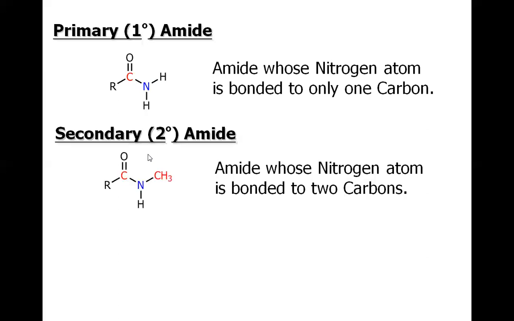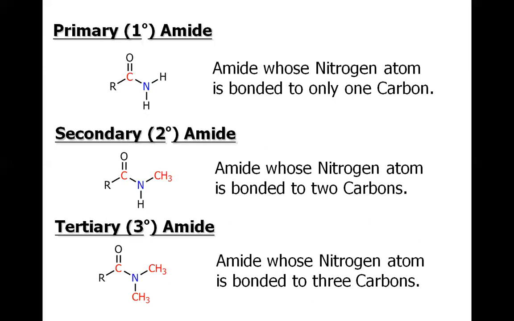For the secondary amide, we have the amide whose nitrogen atom is bonded to two carbon atoms. One obviously is the carbonyl carbon, the other is from some other carbon. In this particular case, we have shown the methyl, but it could be anything such as ethyl, propyl, or whatsoever. For the tertiary amide, we have all three valencies of nitrogen fulfilled by carbons. So you could see it's a tertiary amide.